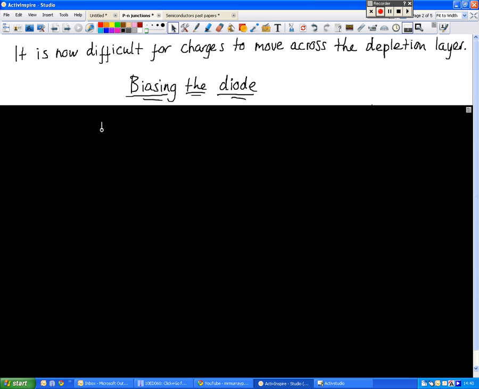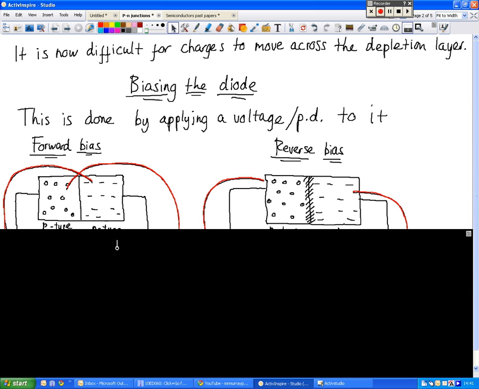So something that we can do in order to make them move is to bias the diode. And we can do that in one of two ways. We can forward bias the diode or reverse bias the diode. One of them involves pushing the charges together across that junction in the middle, which we call a depletion layer, or pulling those charges even further apart and increasing the size of that depletion layer.